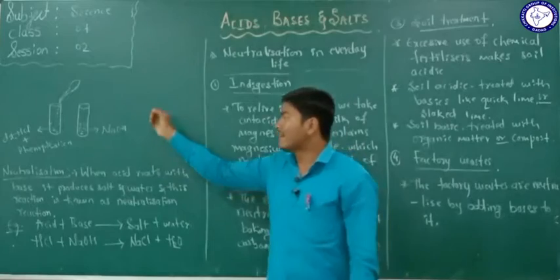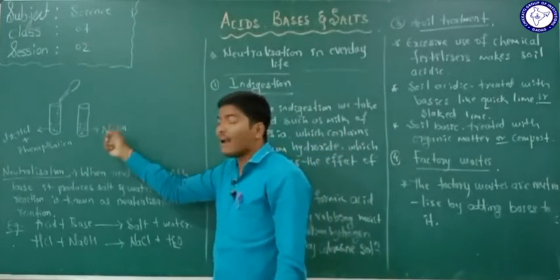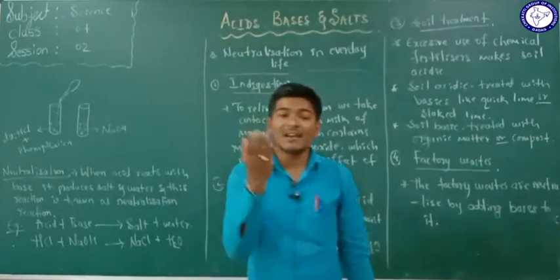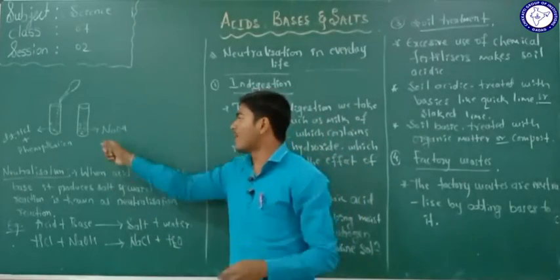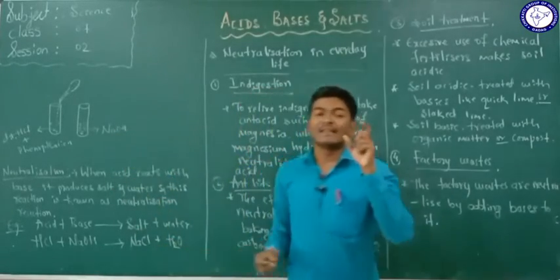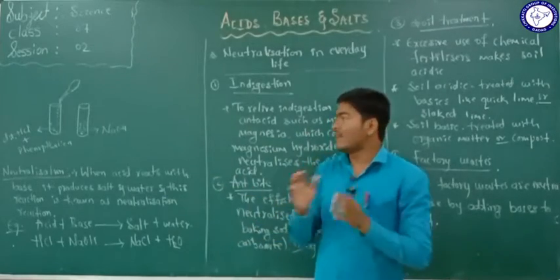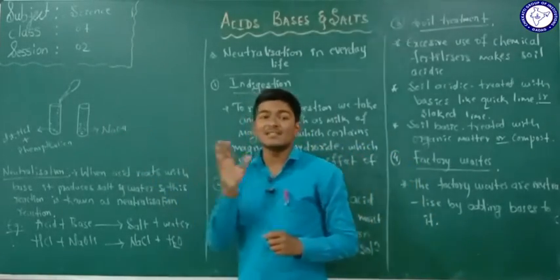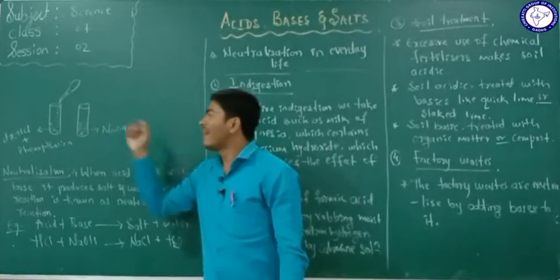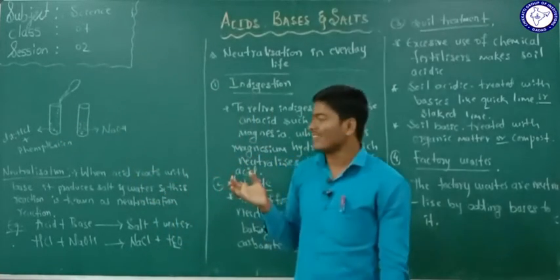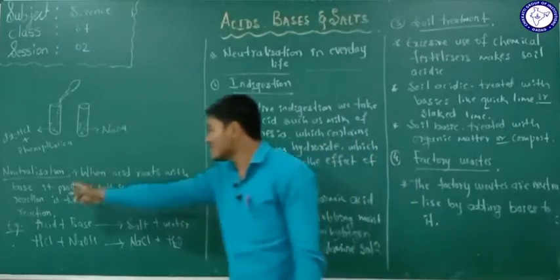But when the phenolphthalein indicator is added to a base, the color of the solution changes to pink. The property of the phenolphthalein indicator is that it changes the color of a base to pink, but it doesn't change the color of an acid or a neutral solution. Is it clear? So what is the neutralization here?